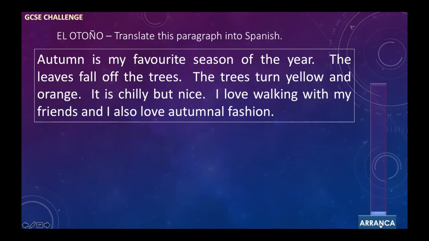And our time is up. We gave you a lot of time for you to get the best translation for this exercise. Now let's have a look at the answers.